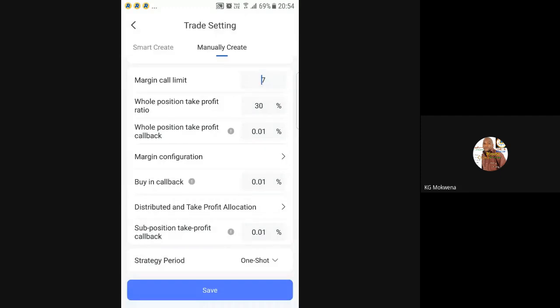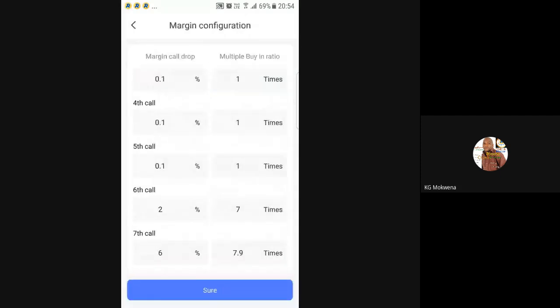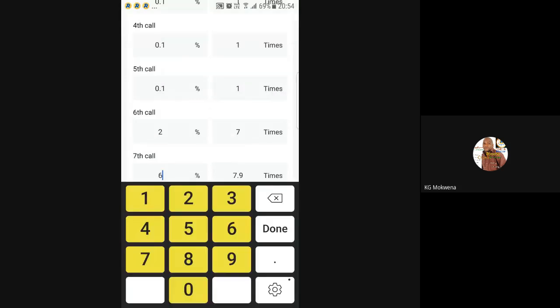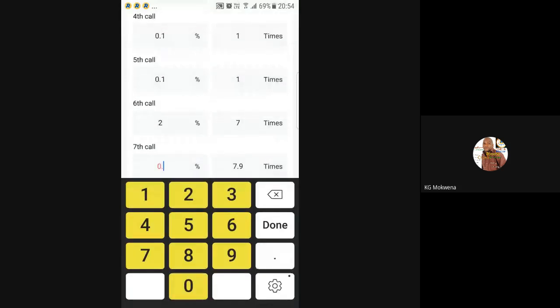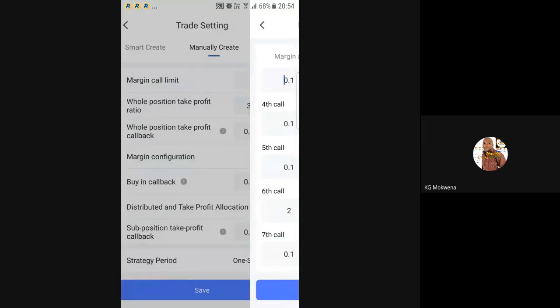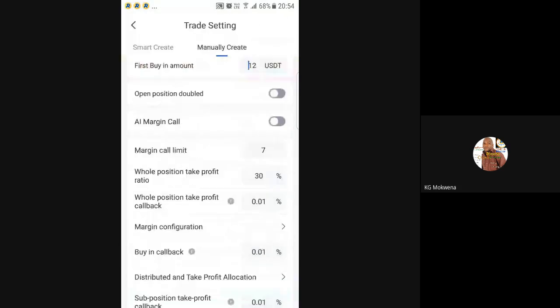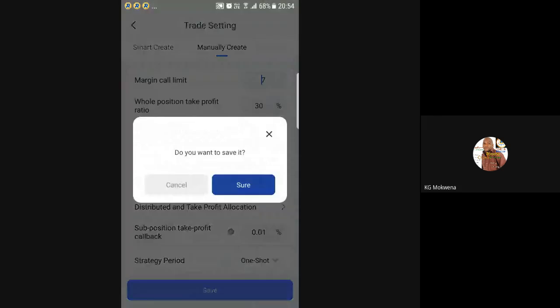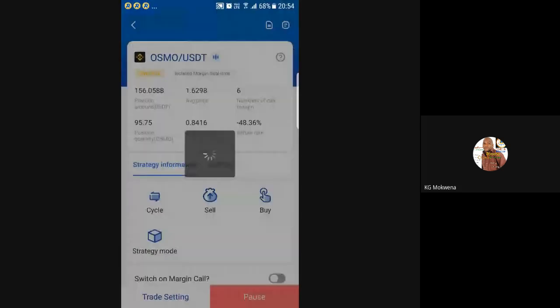So now let's quickly go to margin configuration. We go straight to call number 7. We change that 6. We're going to change it to 0.1 because we want it to come into the market now. And we change the 7.9, which was previously utilized. Now we're going to use 33.4 because we want around 480 cents or so to go into this market for a better profit. So we're going to view this together tomorrow. We will review what we are doing.